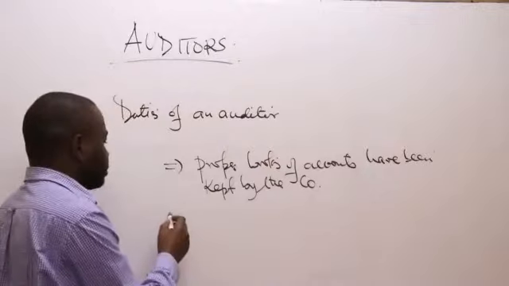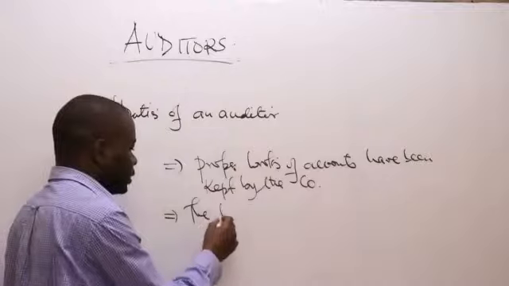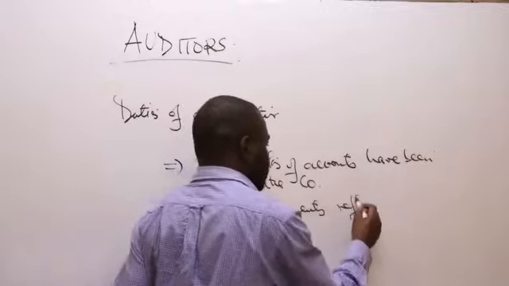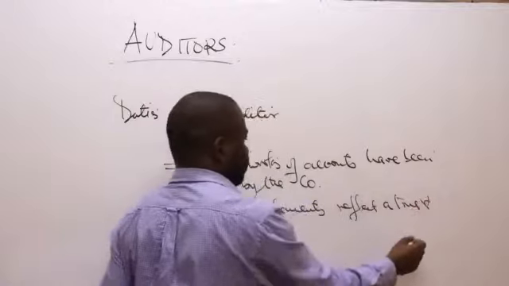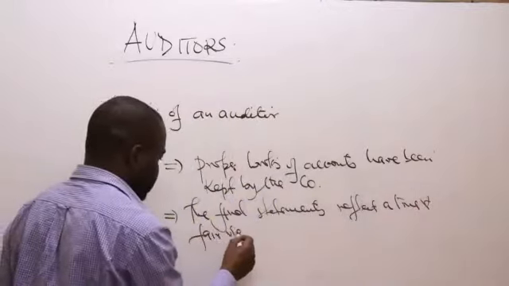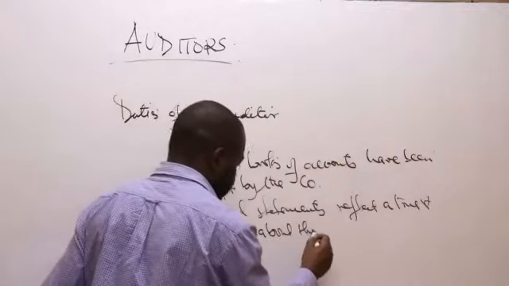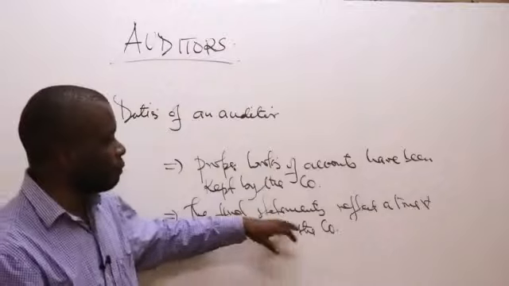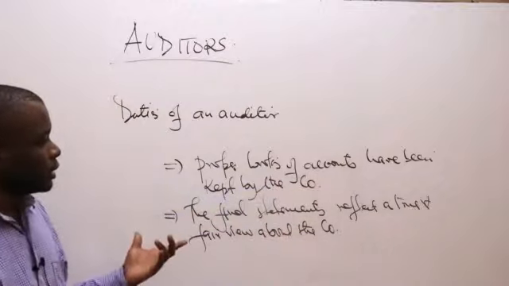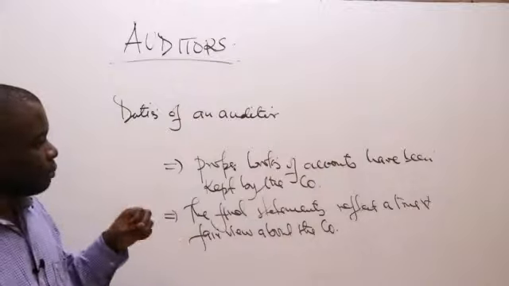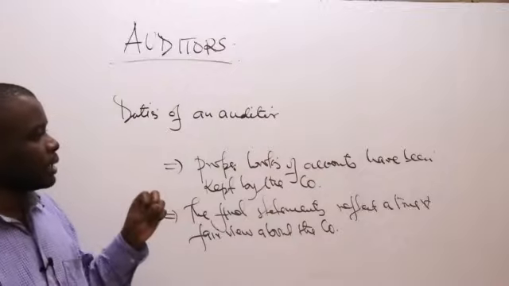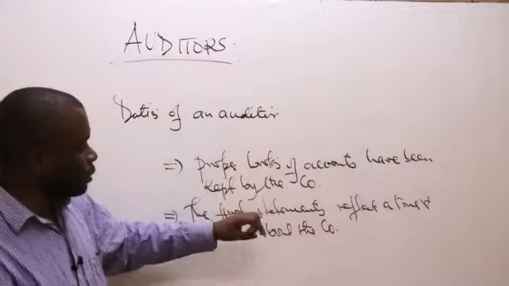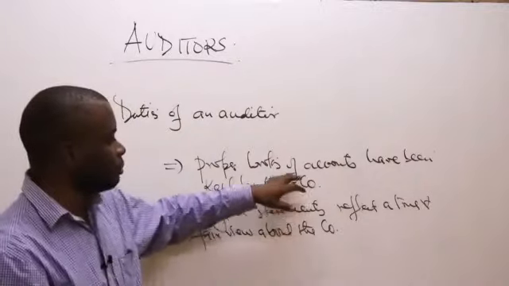Then of course the final statements must reflect a true and fair view about the company, because these particular final statements will be prepared from the books of accounts. When you talk about the books of accounts, it could mean the original books of entry, for example, the cash books, all those have been prepared properly. The company has all the invoices properly kept. From the invoices, that's where you can now determine the final statements. So these final statements reflect a true and fair view as indicated in the books of accounts.